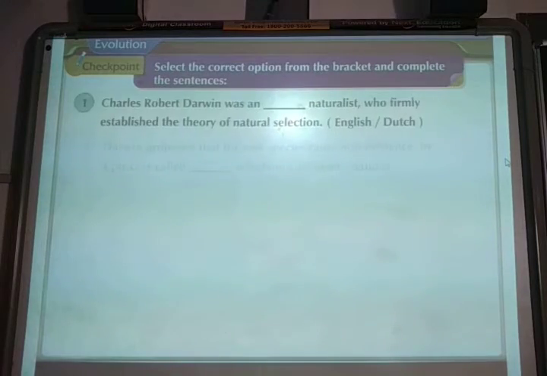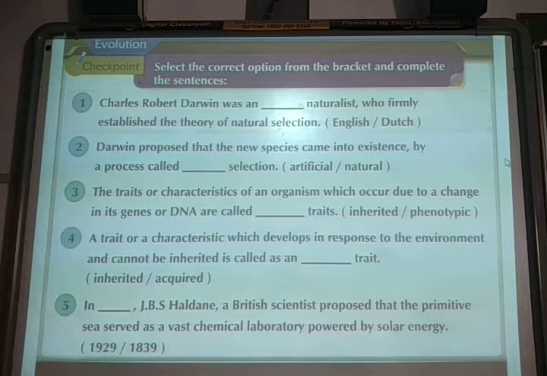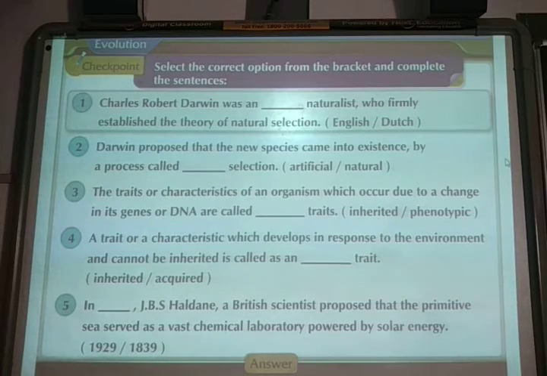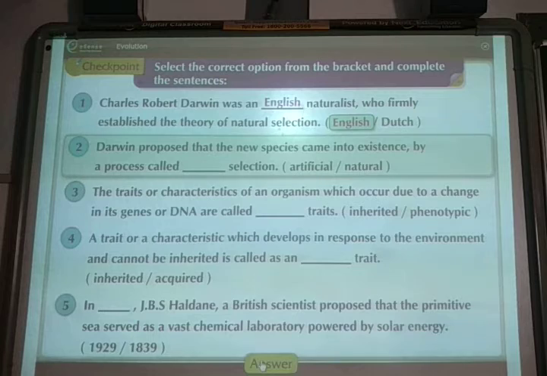Let's do a quick check. Charles Darwin was an English naturalist who formally established the theory of natural selection. Darwin proposed that the new species came into existence by a process called dash selection.